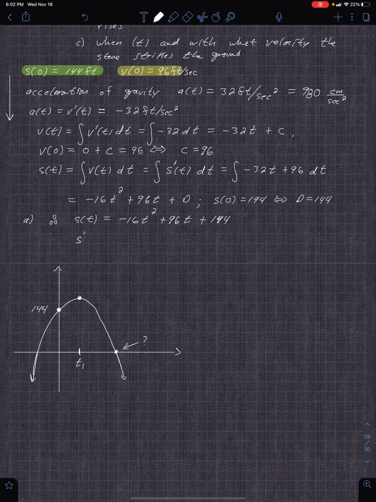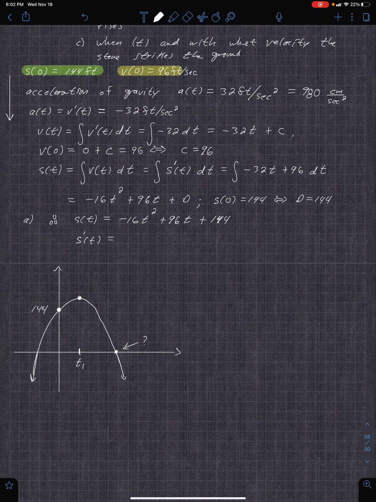Okay, so we want S prime of t to be 0. And think about it. When you throw a stone up or throw something up in the air, it goes up and then it stops just for a second and then comes back down. So we want to look at that height. We want to look when the velocity is also 0. Okay, so we'll look at that.